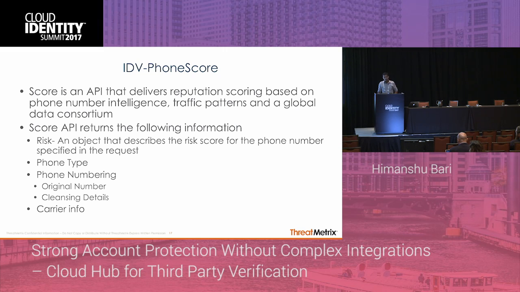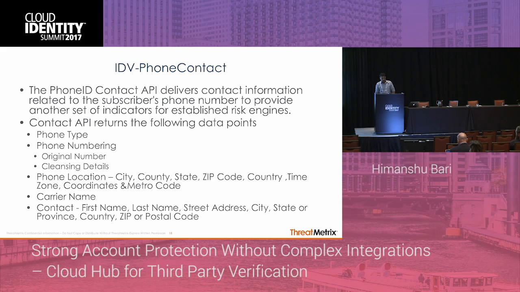So that data is available as part of the phone score API. And then we have the phone contact API, which is a US only offering today, that basically takes a user's phone number and then returns the name and address of the person that the phone number actually belongs to. So very relevant when it comes to even registering employees perhaps or users, where you want to make sure that no one's providing you a fake phone number. It's a real phone number.